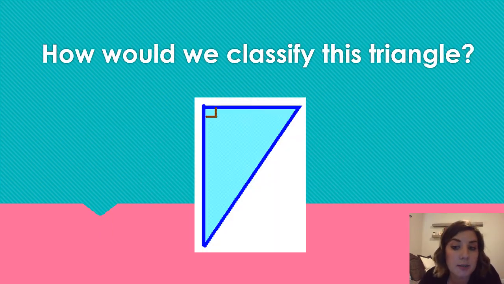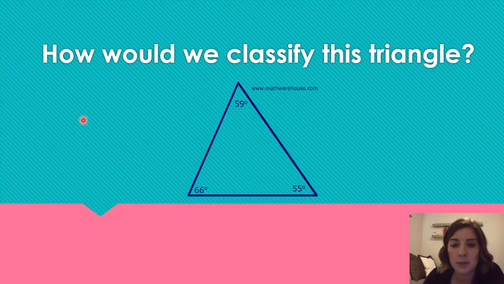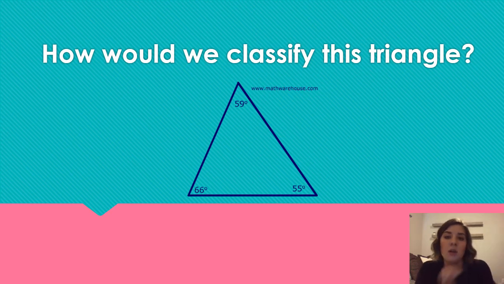So how would you classify this triangle? I can see it's got this special little square in there. And remember, that's a hint. That means it's a right angle. Right angle, right triangle. What about this one? I see I've got 3 different degrees, 59 degrees, 66 degrees, and 55 degrees. How would you classify that triangle?